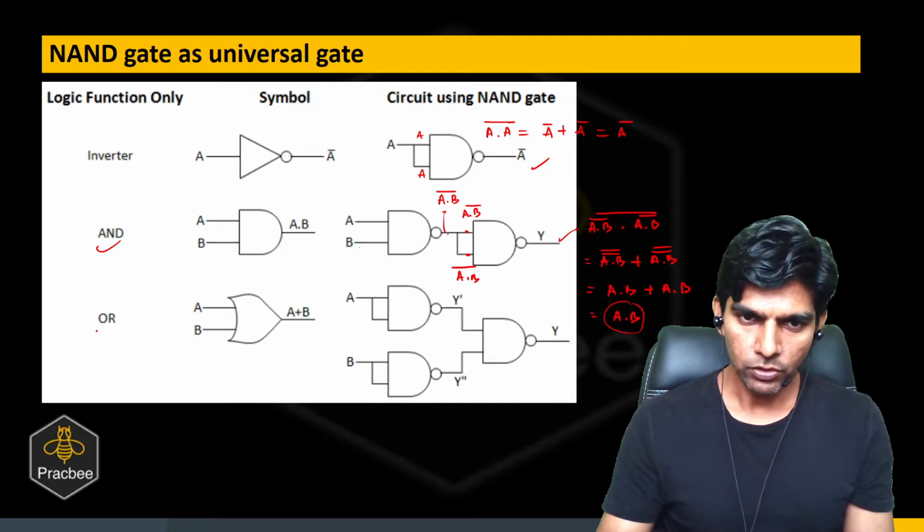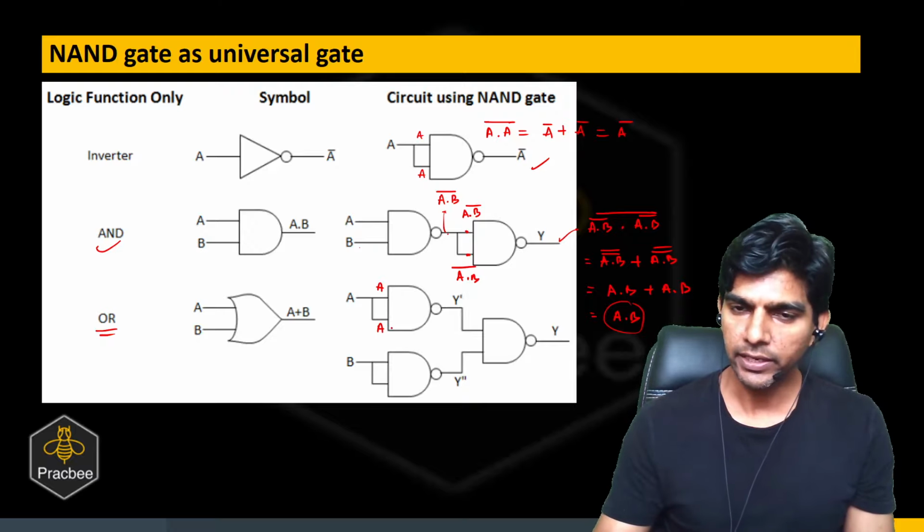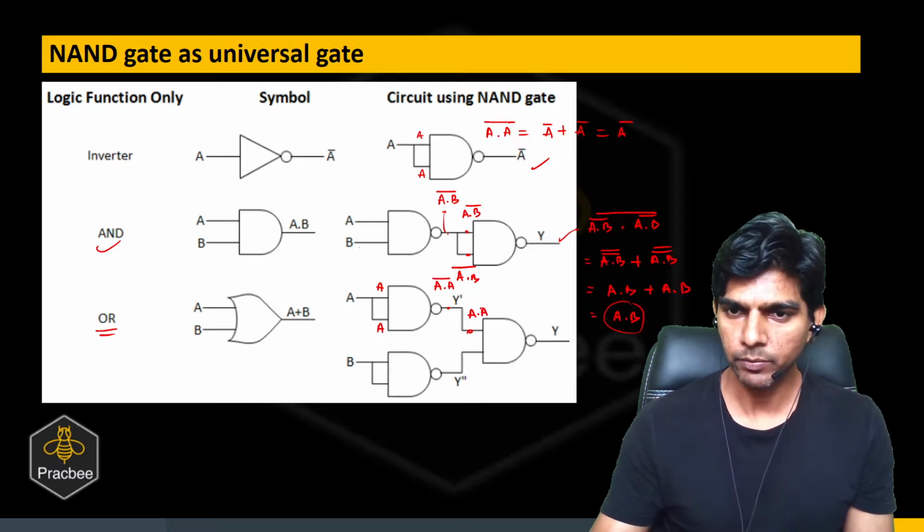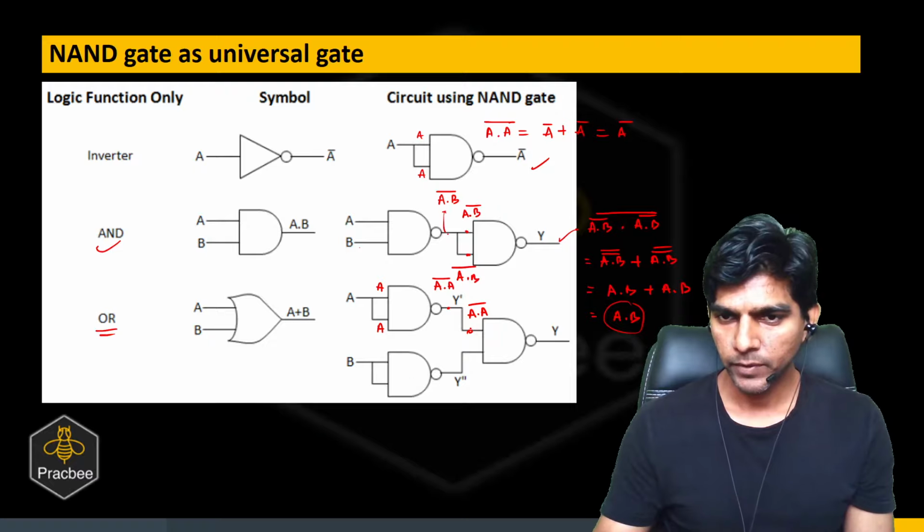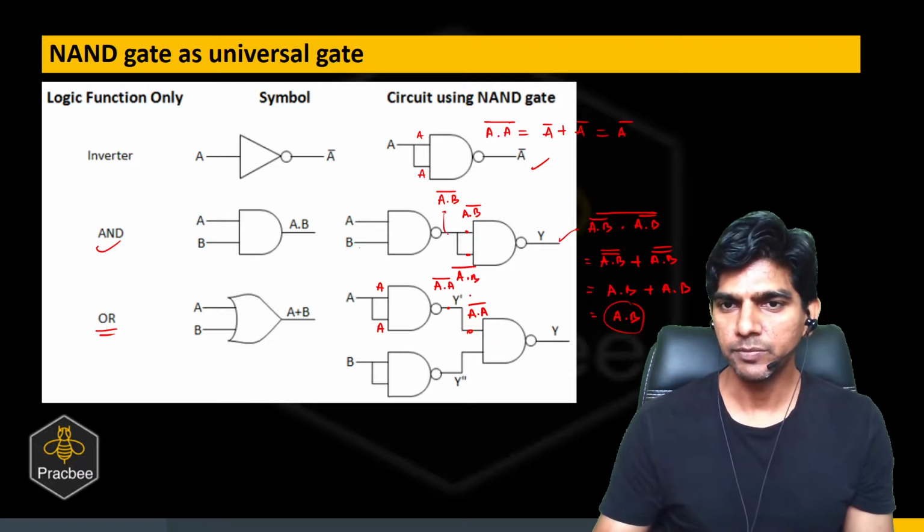Now for the OR gate, here we have A, we can use three NAND gates. So A and A here, the output here will be A times A bar. So here we have A times A bar, and A times A, if you remember, A times A bar is nothing but A bar, right?